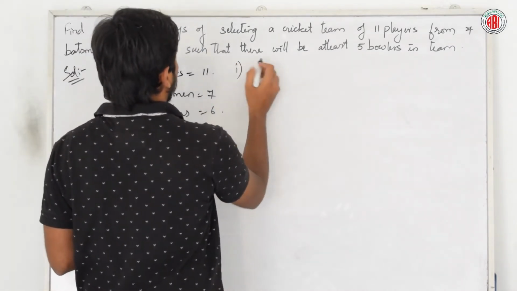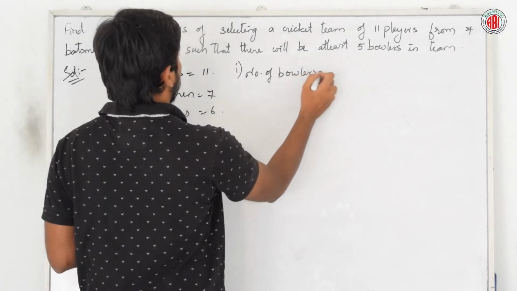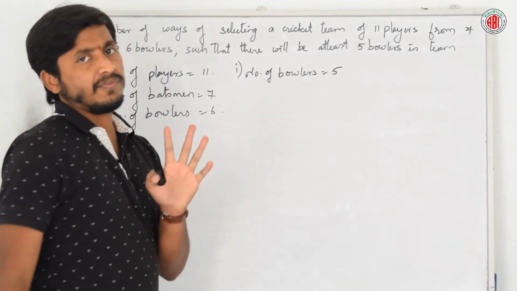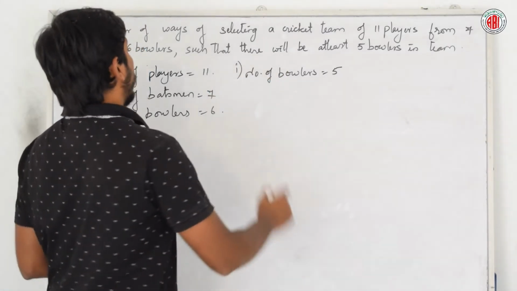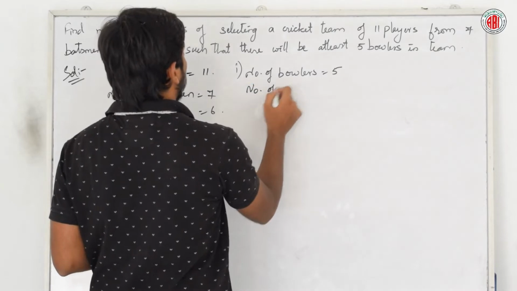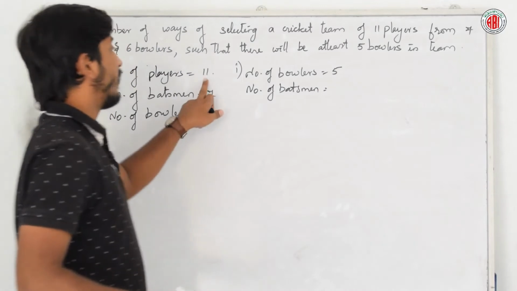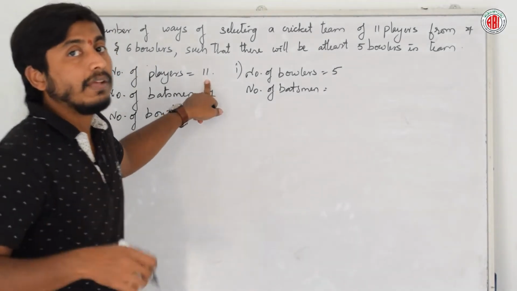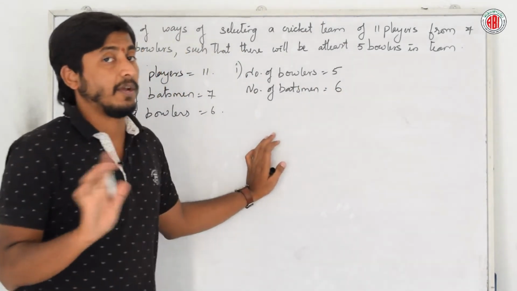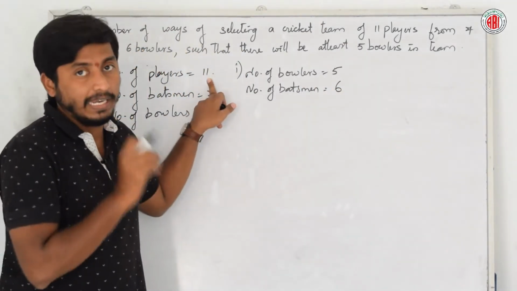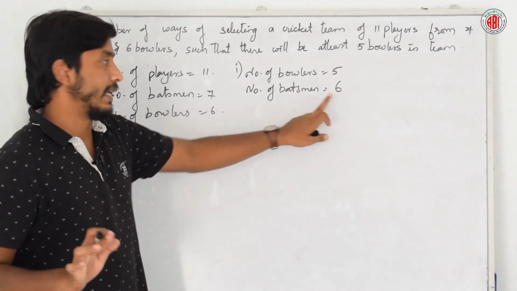First case is number of bowlers is 5. He said at least 5. It can be 5 or 6. So let us take first 5. Then what will be the number of batsmen? Total we need 11. So still we need 6 batsmen. He didn't specify about batsmen. He told only that in total we need 11 people. If bowlers is 5, obviously batsmen should be 6.